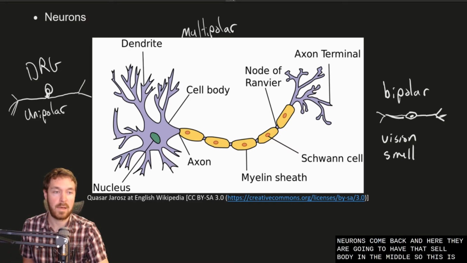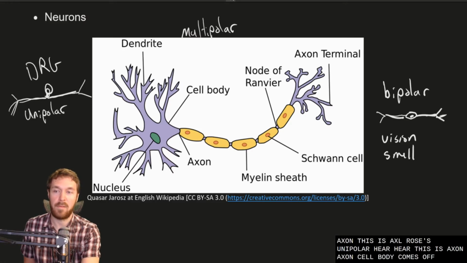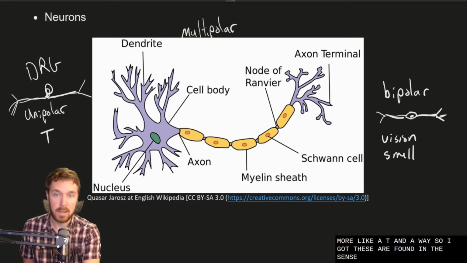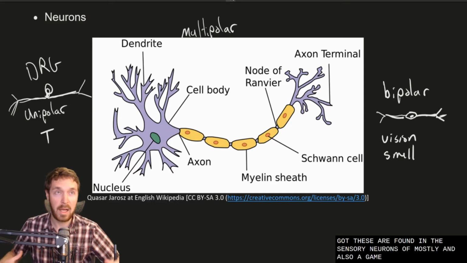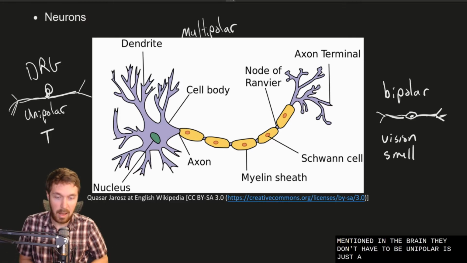So this is axon, whereas this unipolar here, this is axon, and the cell body comes off of that like a T shape. So this is more like a T in a way. So again, these are found in the sensory neurons mostly, and also any ganglion that we mentioned in the brain, they don't have to be unipolar, it's just a collection of cell bodies.